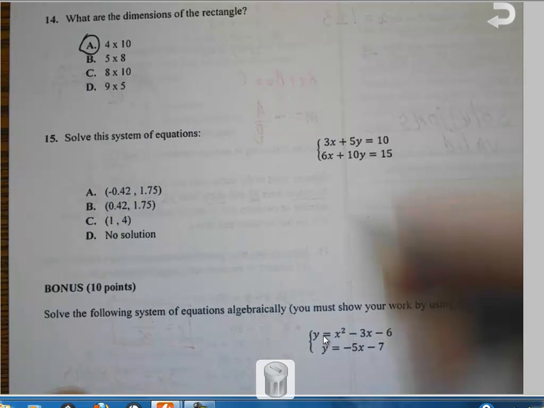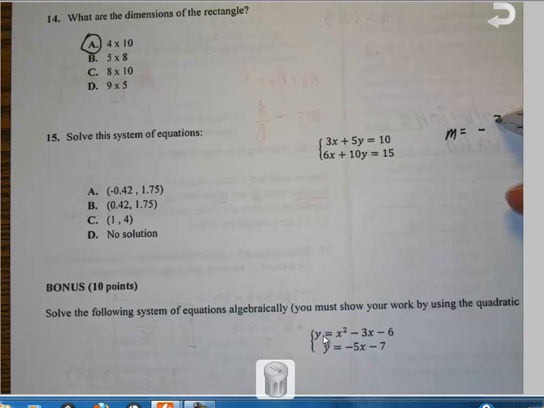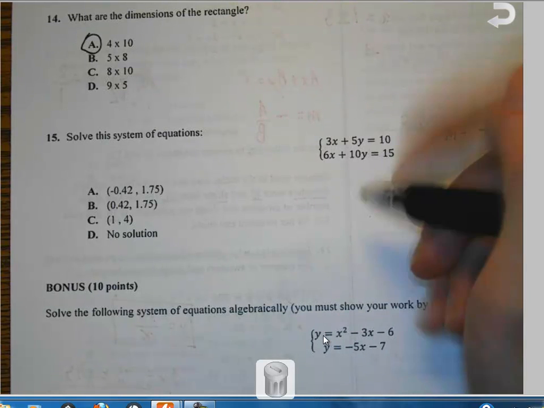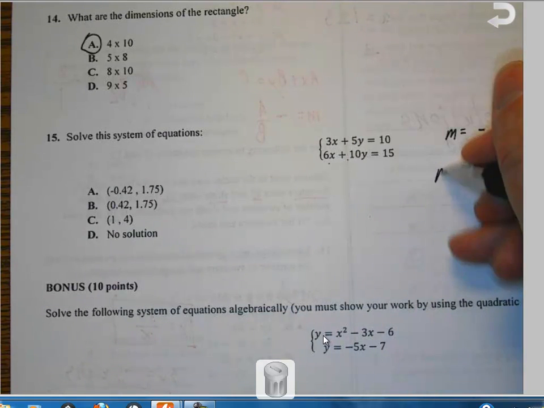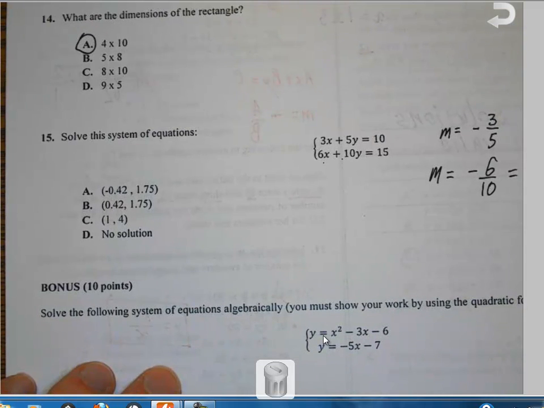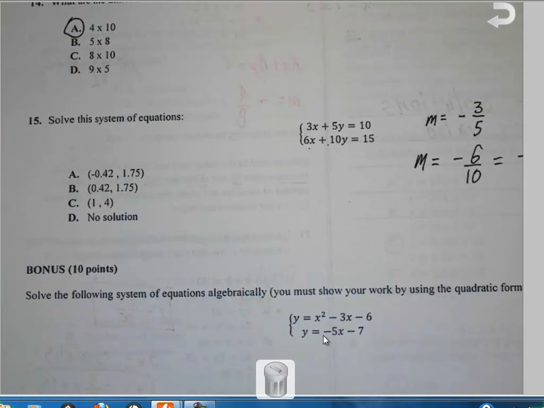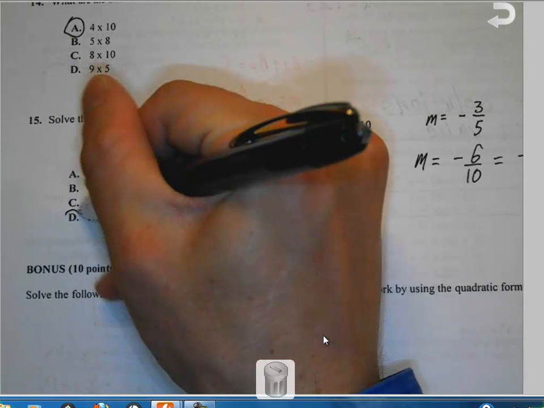What you notice is that the slope of the first equation is negative 3 over 5. The slope of the second equation is negative 6 over 10, which reduces to negative 3 over 5, and thus you find that the slopes are the same. Since the slopes are the same, at no point do they intersect, and so there is no solution.